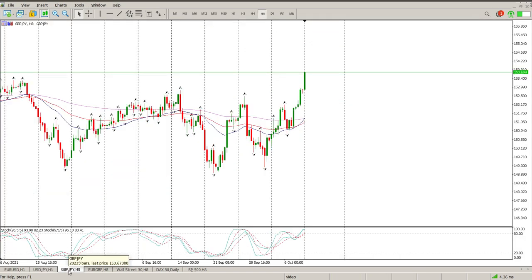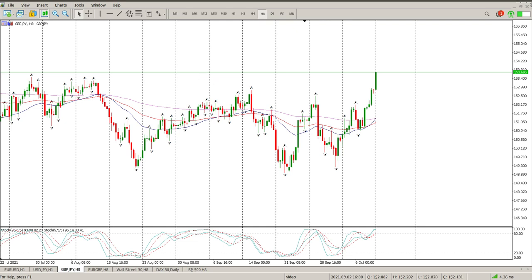Moving across to British pound, Japanese yen, you can see the Japanese yen is under pressure all over the place. And we have a pretty strong breakout here.